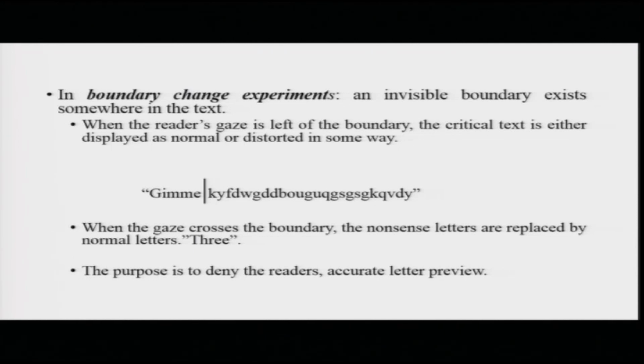The other paradigm that you can also talk about is the boundary change experiment, wherein you do not keep everything as x's, but you have invisible boundaries. As long as the reader's gaze is to the left of this boundary, the critical text is either displayed as normal or is distorted in some way, and as soon as the gaze crosses the boundary, the nonsense letters are replaced by normal letters.